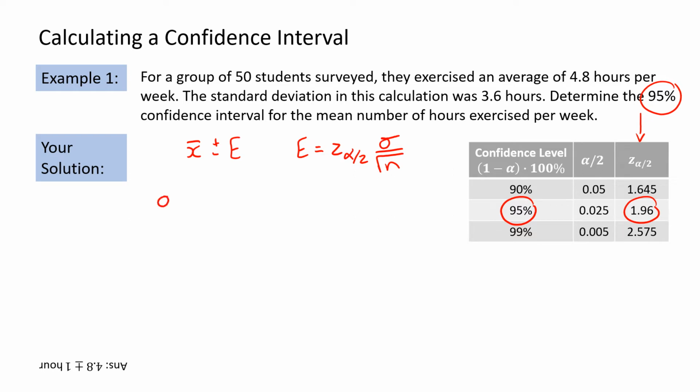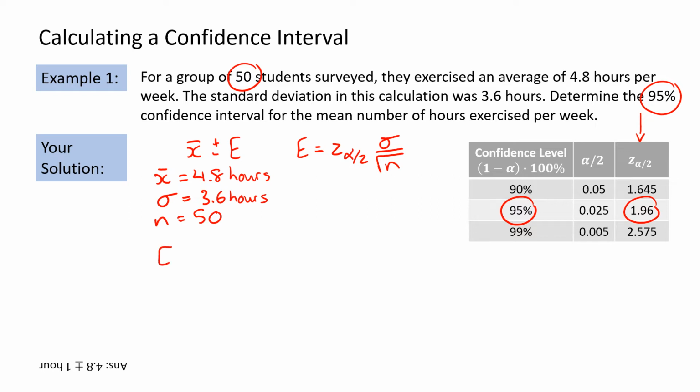What we also know is our standard deviation, sigma, is 3.6 hours. Our mean, x bar, is 4.8 hours. And our total number of students surveyed, n, is equal to 50. So to solve this, we just substitute in each of these values.